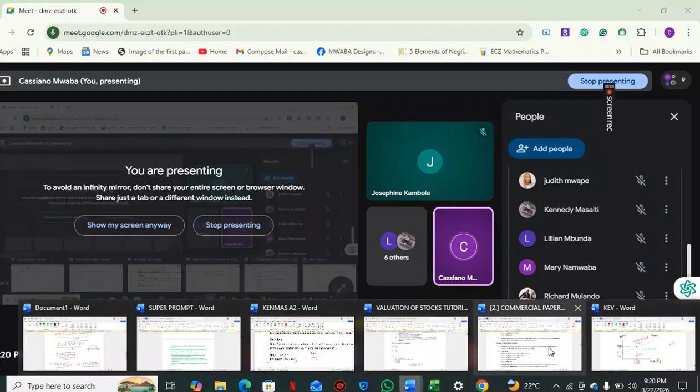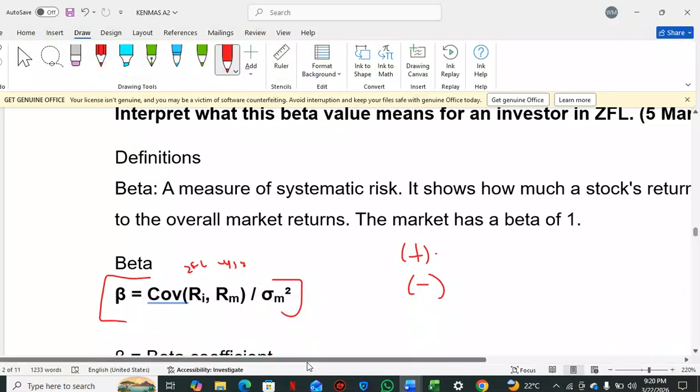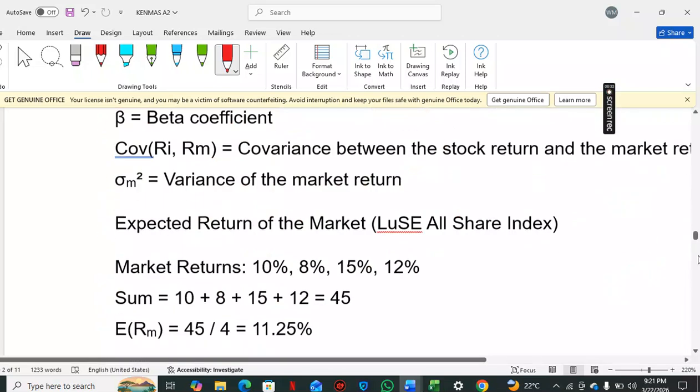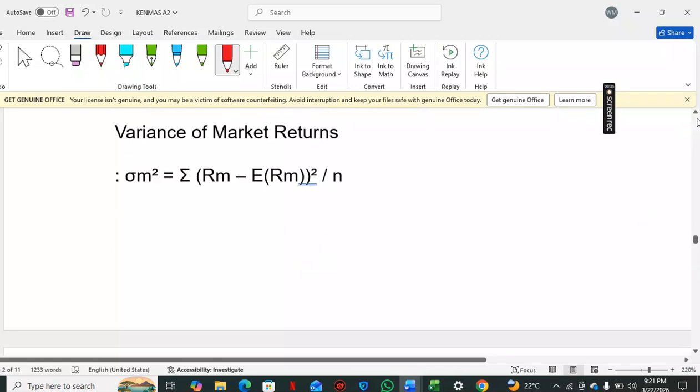So now the covariance. We also need the expected return for the Lusaka Securities Exchange, and we also need the standard deviation. We already have those for ZFL. Now for the Lusaka Securities Exchange, we also have to calculate those. So we'll repeat the process again.